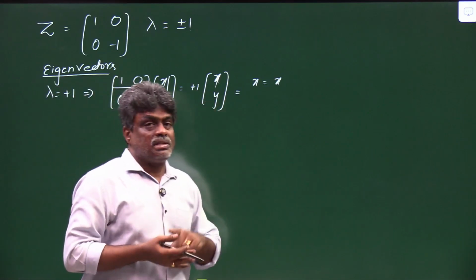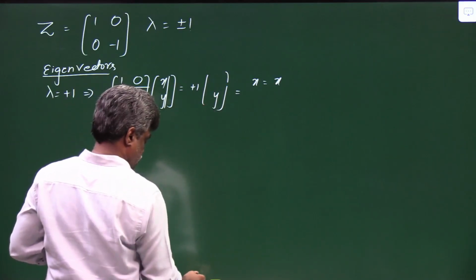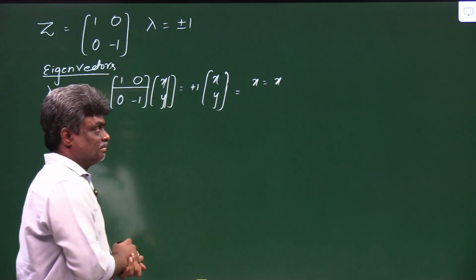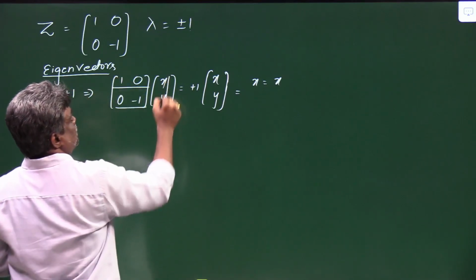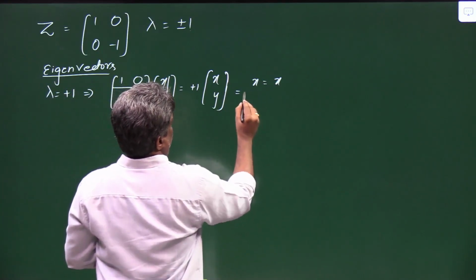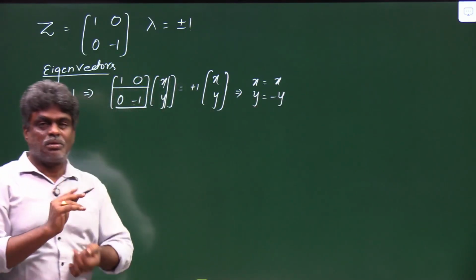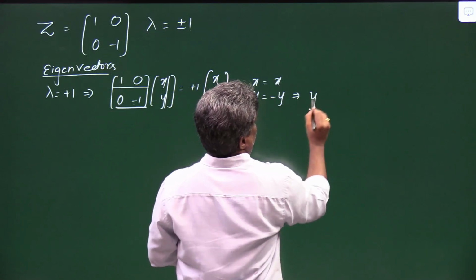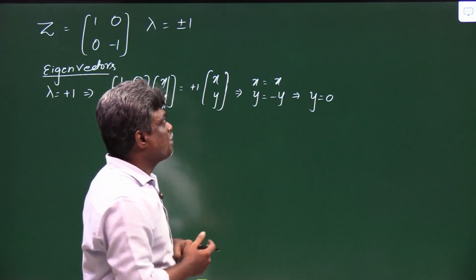So here one equation is not sufficient. Then go to the next equation. Take the help of the second equation also, because this won't decide. So x equal to x. Then if you take the second equation, row and column, if you multiply, you will get y equal to minus y. Now here is a point. y equal to minus y. When is it possible? Only when y is equal to 0. That means x can be anything and y must be 0.